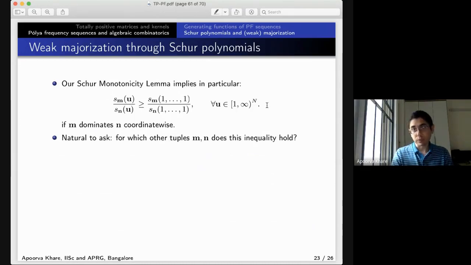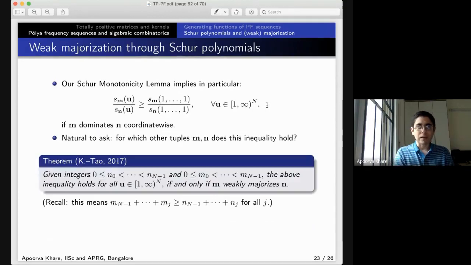So it's natural to ask for which ones it holds, and as an application of the Schur monotonicity and other things, we proved the following. Now I don't assume that the m_j dominate the n_j coordinate-wise. Suppose I have increasing real powers. I don't need to have integer powers here. The above inequality holds for all u in [1, infinity) to the n if and only if m weakly majorizes n. So this seems to be a new characterization of a fundamental type of inequality, weak majorization, using symmetric functions, using Schur polynomials.